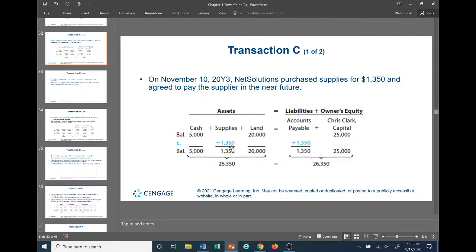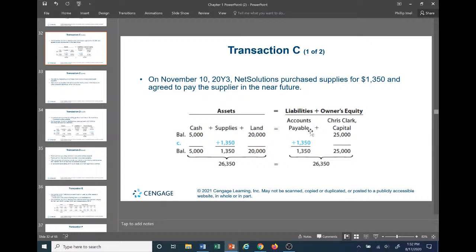Notice here, we received the supplies, right? So we have an asset. So we've gained an asset. But we're still in balance because now we've incurred a liability, which brought in the last element into the accounting equation, the liabilities. At the same time, supplies increased by $1,350.